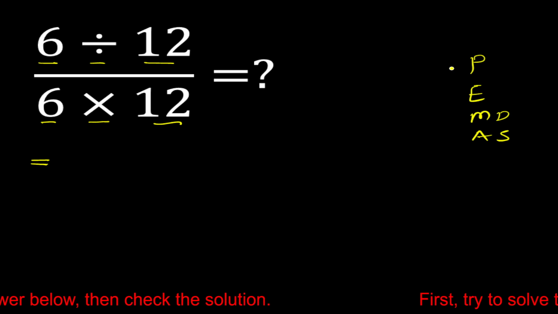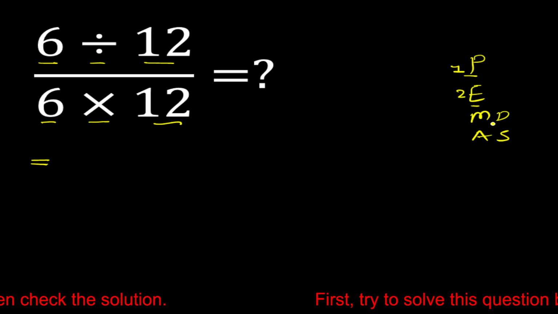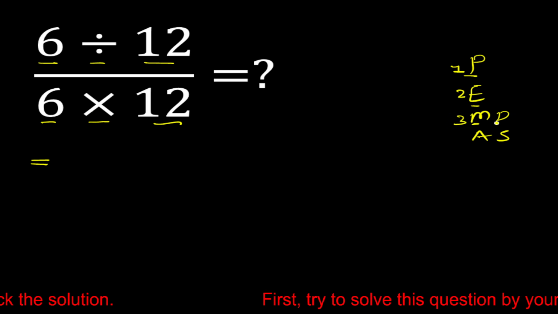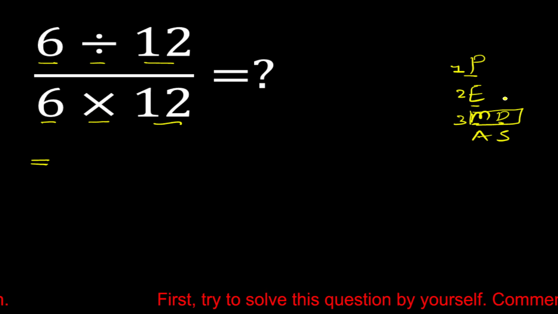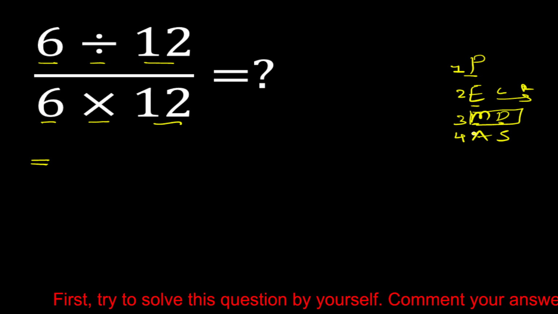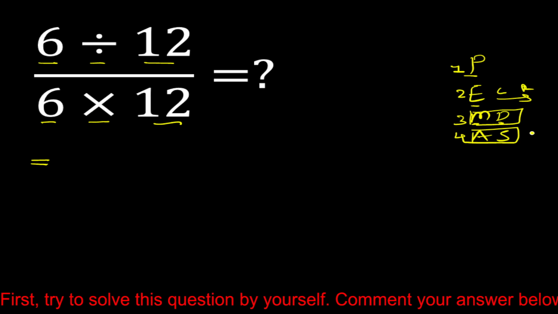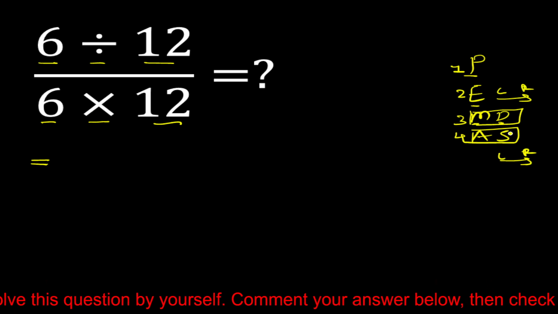PEMDAS. According to PEMDAS, first priority is parenthesis, second priority is exponent, third priority is multiplication and division. Here multiplication and division both have equal priority, so we have to solve from left to right. Then fourth and last priority is addition and subtraction. Also both have equal priority, so we have to solve from left to right, okay?